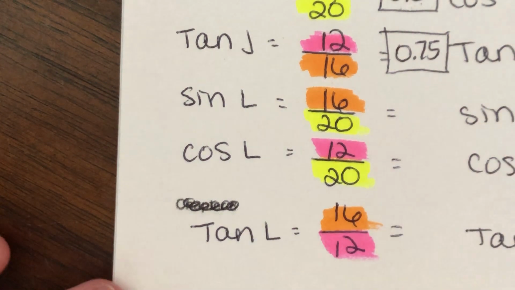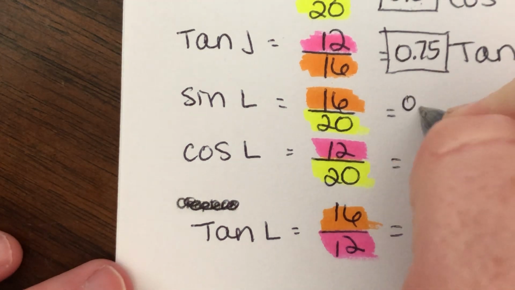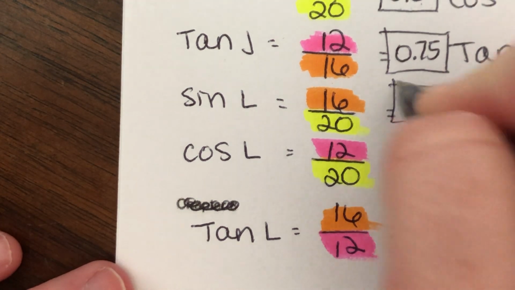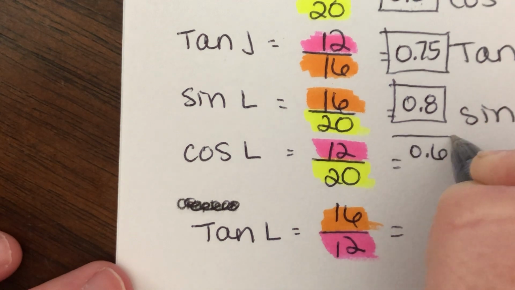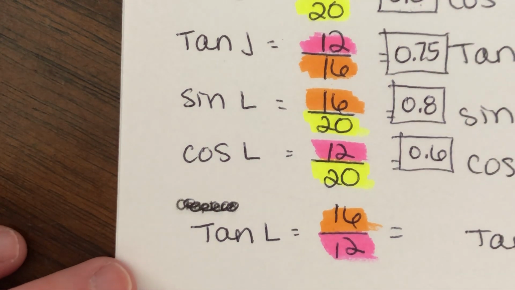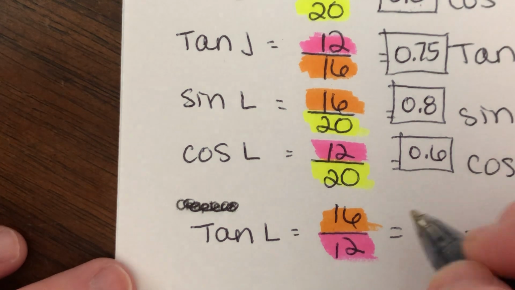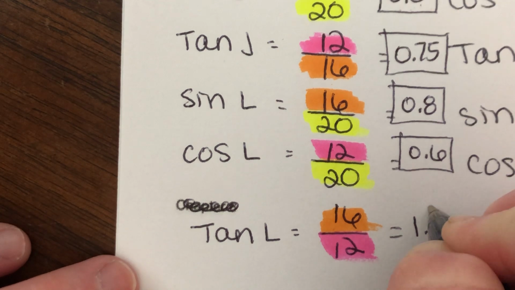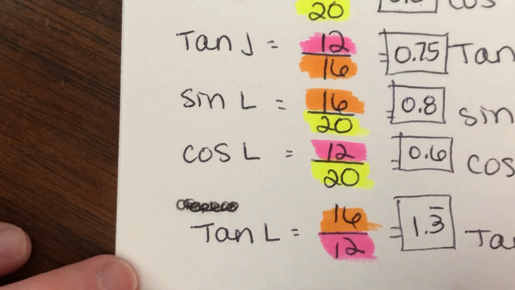Okay, and then we can change all of those to decimals. So this is going to be 0.8. This one's going to be 0.6. And tangent's going to be 16 over 12. It's going to be 1 point something. 1.3 repeating. Put the little repeating sign over it.